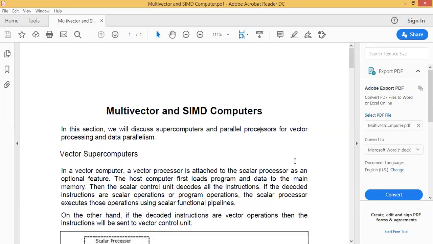Good morning, student. Today's topic is multivector and SIMD computers. We will discuss supercomputers and parallel processors for vector processing and data parallelism.